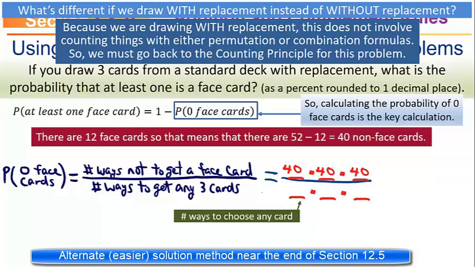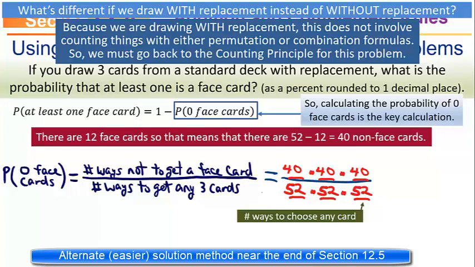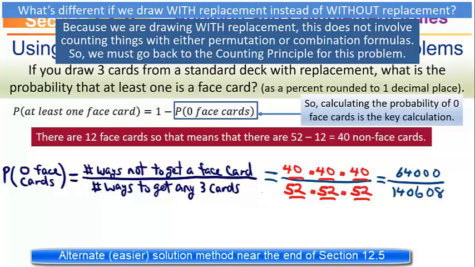How about the denominator? Well, same thought process, but in the denominator, you don't care what it comes out to be. It could be any of the 52 cards. And again, because you're putting it back in, you still have 52 cards to choose from. You don't care what the card is. And the third draw is the same. You have all 52 cards to choose from, and you don't care what the card is. So the result will be 40 times 40 times 40 over 52 times 52 times 52. That's 64,000 over 140,608. Now the answer they want is a decimal rounded to one place and as a percent.